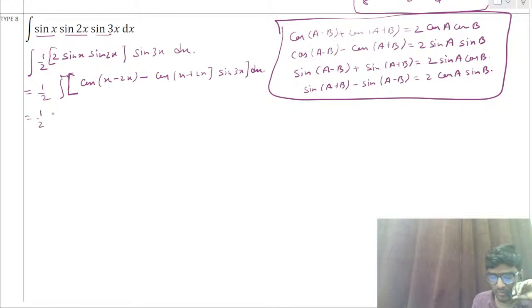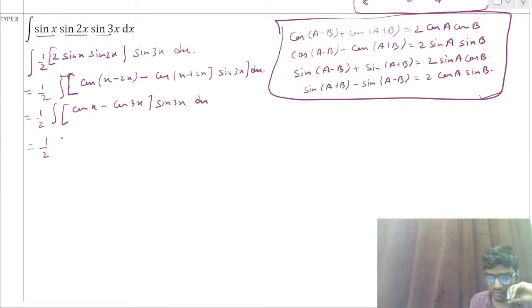Now this integral becomes 1 upon 2. Again, we are not going to integrate directly; we first write it in this form, cos x. Whenever you encounter an integral with a product form of trigonometric ratios, you always have to write two or more trigonometric ratios in plus and difference form. To do this we use this property. We will get cos x minus cos 3x times sin 3x dx.